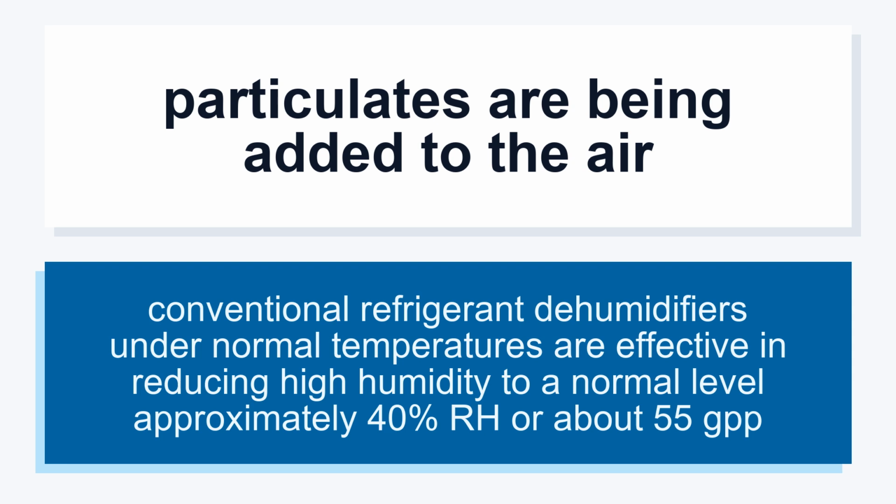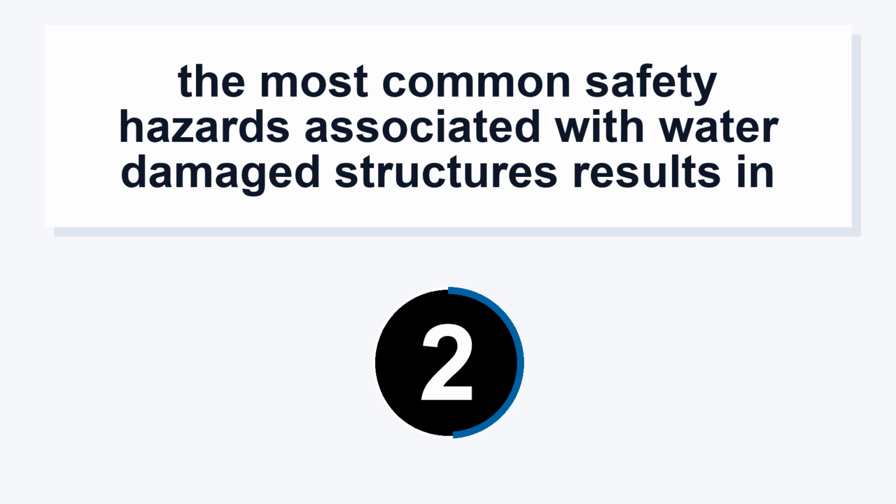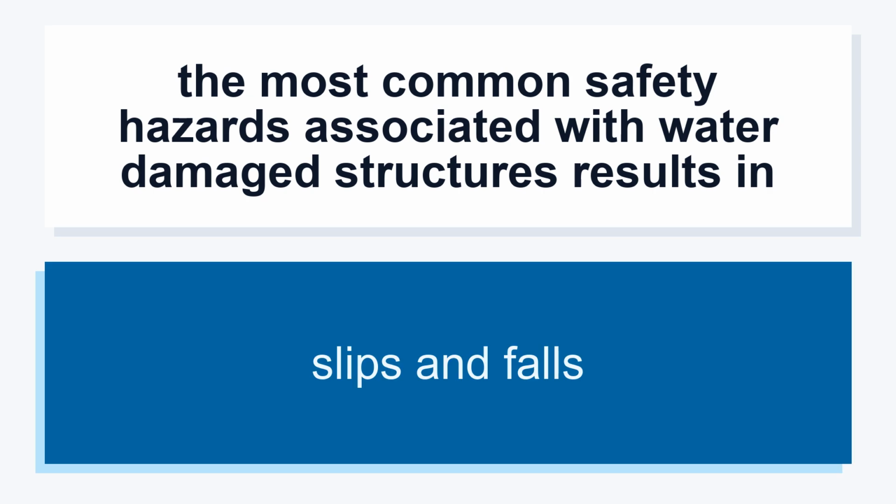Conventional refrigerant dehumidifiers under normal temperatures are effective in reducing high humidity to a normal level, approximately 40% RH or about 55 GPP. The most common safety hazards associated with water-damaged structures result in slips and falls.